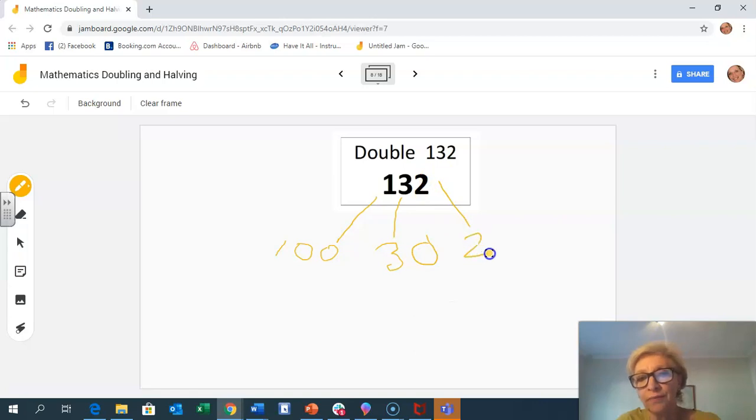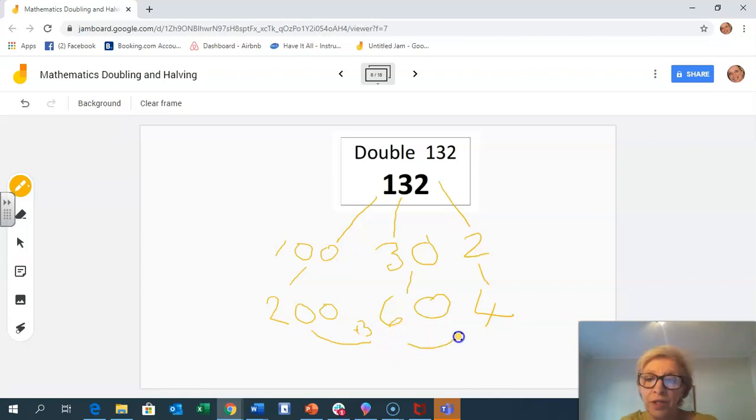132. Now, if I'm going to double 100, I can easily do that because it's a rounded number, a friendly number. 100 twice is 200. Double 30 is, well done, 60. And double 2 is 4. Now we need to bring these 3 numbers together for our answer.